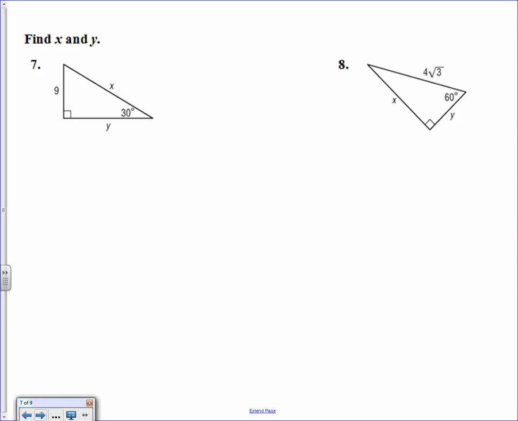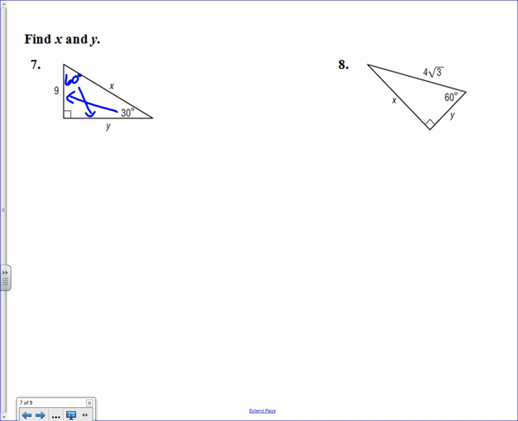All right, some 30, 60, 90s. Okay, so the first part that you're always going to ask yourself is, what is the short leg, long leg, and hypotenuse, right? So the short leg is across from the smallest angle, which is 30. We know that this angle is 60. So the long leg, not the longest side, but the long leg is y, and our hypotenuse is x.